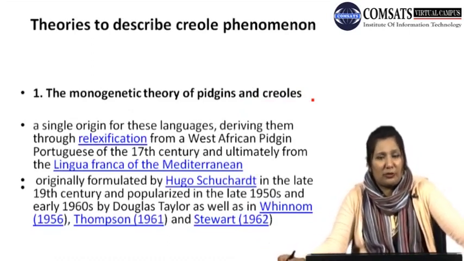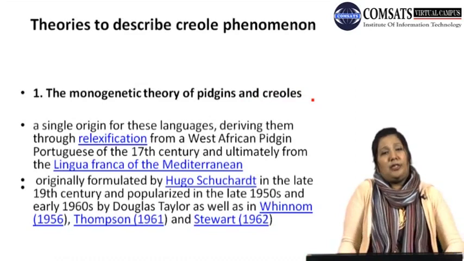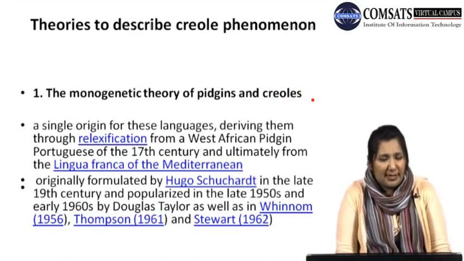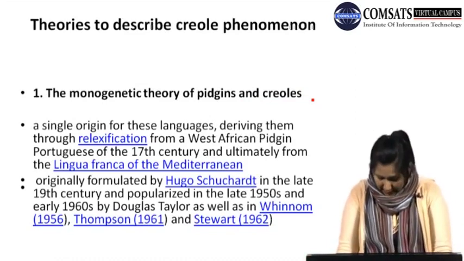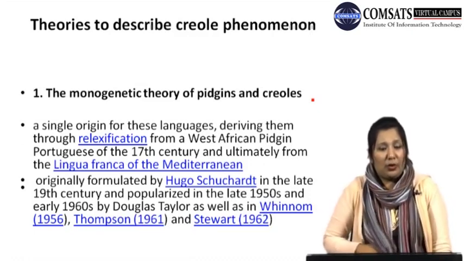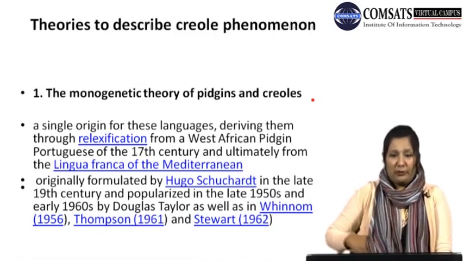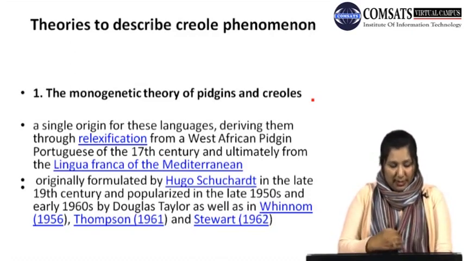Theories to describe some Creole phenomena. There were actually three or four theories that were given to describe this phenomenon. The first theory is known as the monogenetic theory of pidgins and Creoles. Monogenetic. Look at the title.